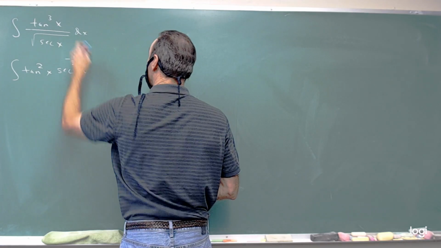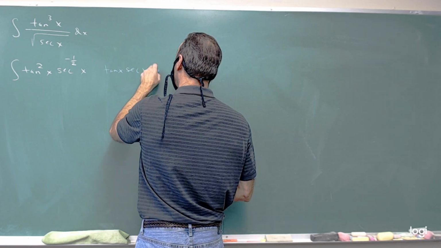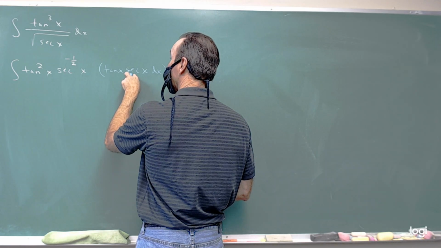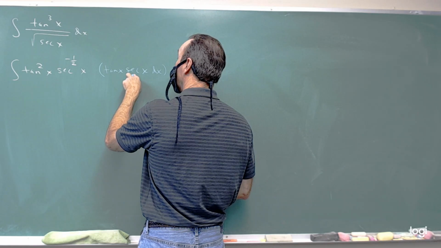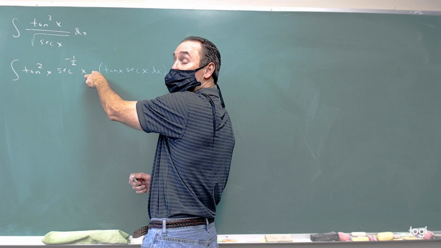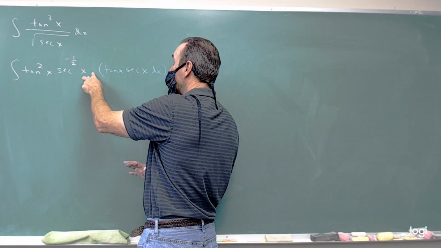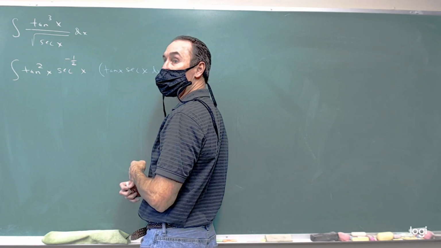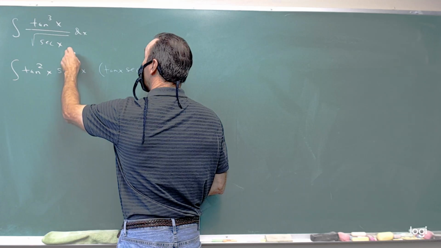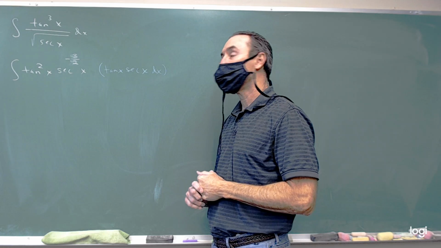I'm going to take the tangent x that we picked off there, and I need another secant x to save off as the du. The problem is I didn't have a secant x to pick off. So you have to make one up. You have to multiply. So I have to multiply this secant by 1 over secant, or secant to the negative 1 power, not to be confused with the inverse secant, that's not what we mean. That secant to the negative 1 times that secant to the negative 1/2 is going to make secant to the negative 3/2. Follow that? That's kind of clever.